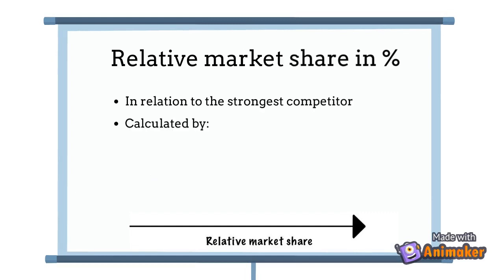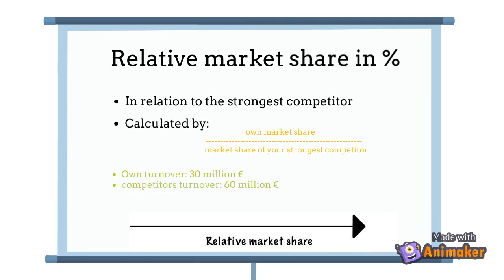On the horizontal axis, we can see the relative market share in relation to the strongest competitor. This can be calculated by dividing your own market share with the market share of your strongest competitor. At 100%, your market share is equal to the market share of your competitor. If yours is below 100%, then your own company sells less. For example, if you make a turnover of 30 million euro and your strongest competitor makes a turnover of 60 million euro, then you will have a relative market share of 50%, which is under 100% and therefore lower than the market share of your competitor.